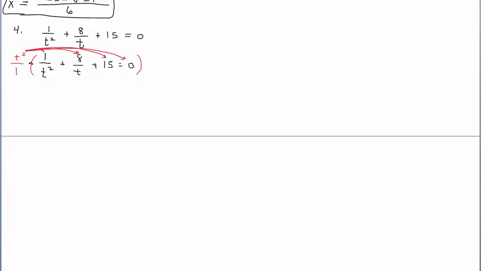All right, focusing on this first product right here, go ahead and divide out what you can. So the t squareds will cancel. That'll leave you with 1. That's convenient.